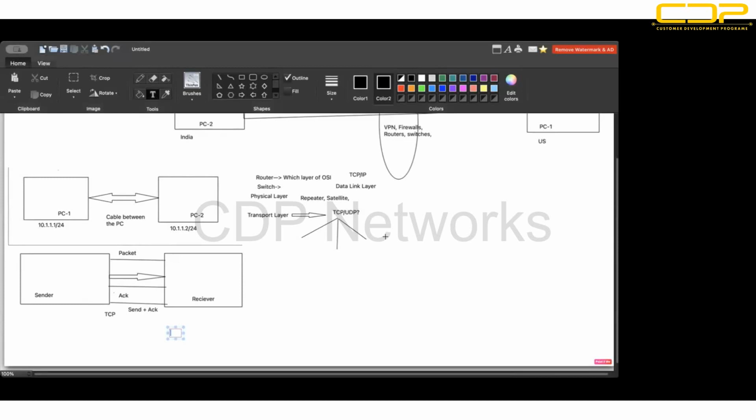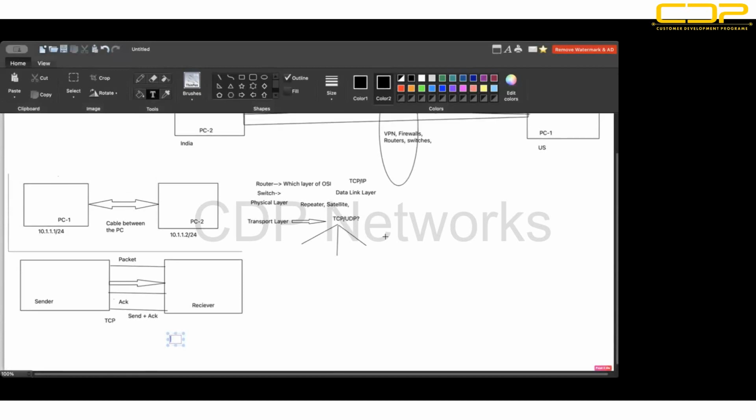Guys, firewall works on which layer? Hello? Firewall works in which layer, guys? Layer 4 to 7. Layer 3, 4, and 7. Layer 3, 4.